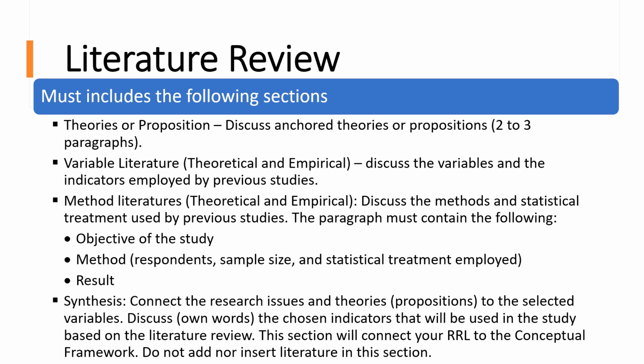So this variable is used to explain why those issues happen. Okay. Then after reviewing the variables, next is the review of the method literatures. It should discuss both theoretical and empirical also. So it discusses the methods and statistical treatment used by the previous study.